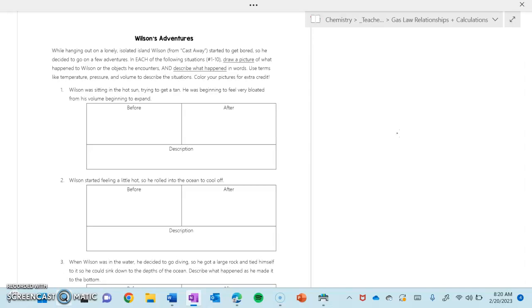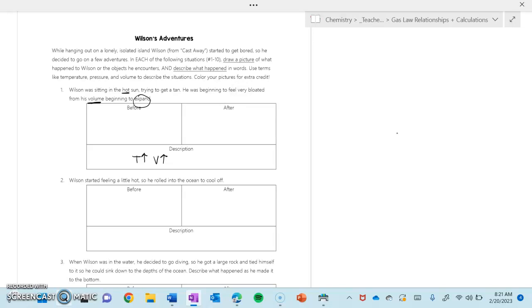So we've got: Wilson was sitting in the hot sun trying to get a tan. He was beginning to feel very bloated from his volume beginning to expand. So we have volume and we have hot sun. That should give you the hint that we're going to be using the variables of temperature and volume. Hot sun is increasing temperature, and it says he's feeling very bloated. So that's an increase or expansion of our volume. There's our key there, expanding. Our volume's increasing, hot sun is high temperature.